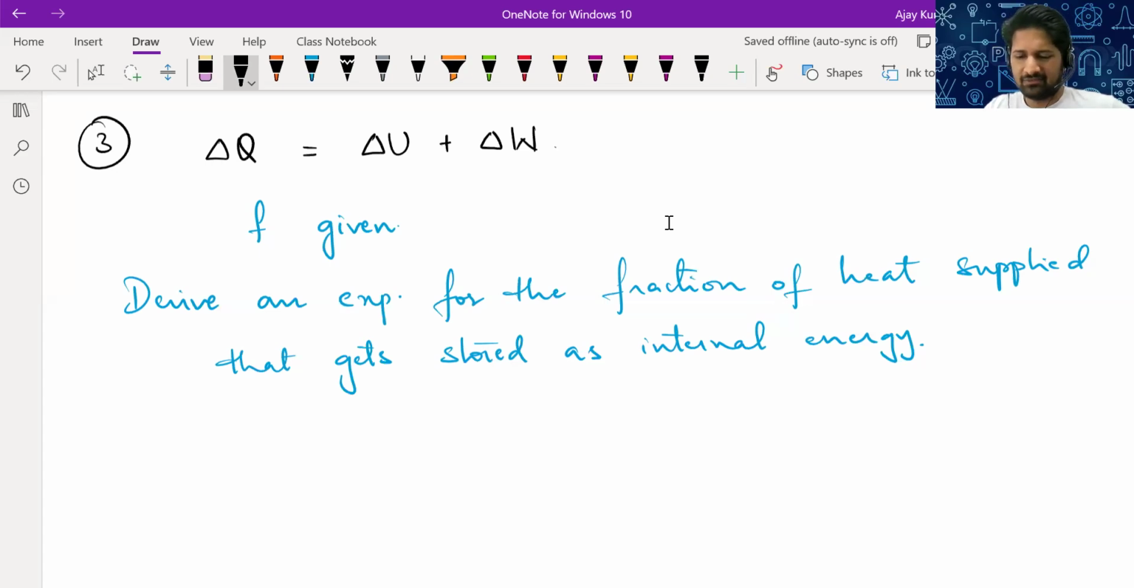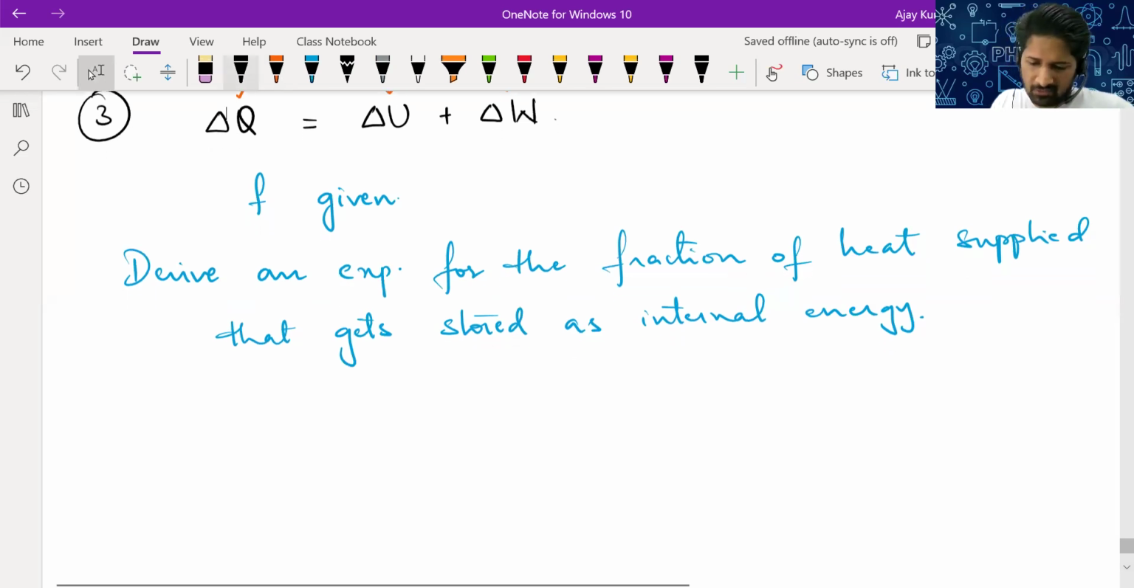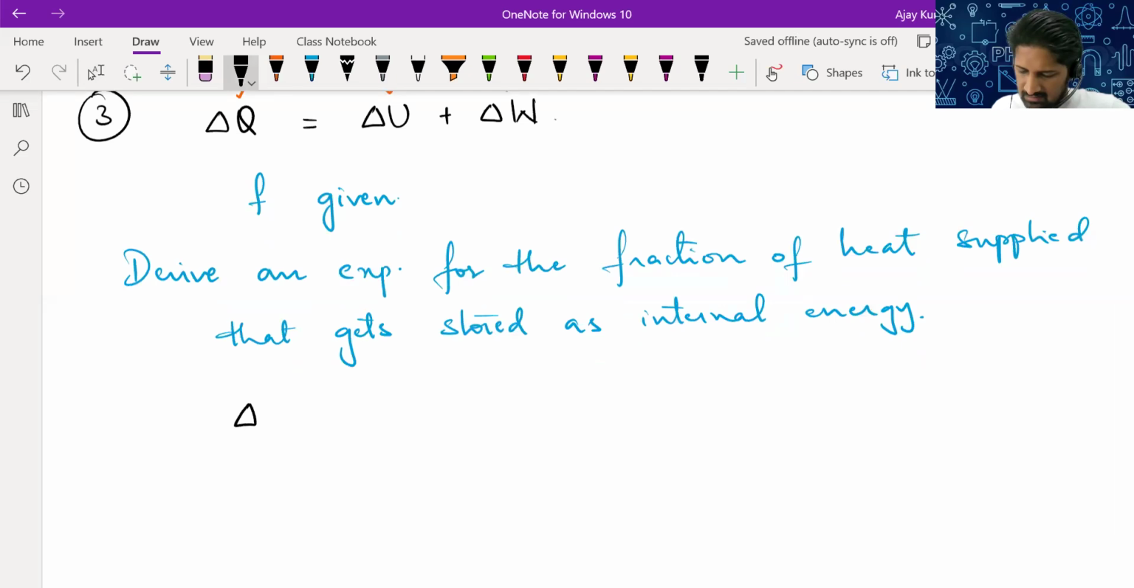See, we have derived formulas for all three of these terms in an isobaric process. Now, in this process, you are asked to calculate out of the heat supplied, how much is converted to internal energy or stored as internal energy, right? How you do that is internal energy change divided by the heat supplied. That's all. Out of heat supplied, what fraction is stored as internal energy. This is what you need to do. What is the formula for delta U? F by 2 nR delta T.